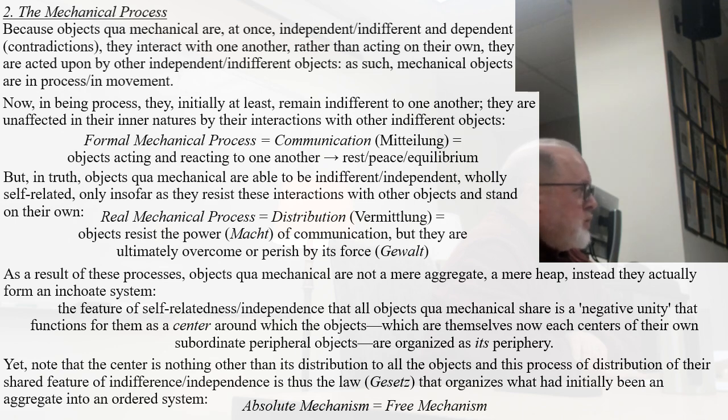This isn't the solar system as we like to think of it. This isn't the sun with everything revolving around it, so that the sun is the center of everything. Precisely what Hegel's saying is that there's not a central body in that sense. There is no center. It's just a law that organizes what had initially been an aggregate into an ordered system. So now we have what he calls absolute mechanism, or, because it's a law, free mechanism.